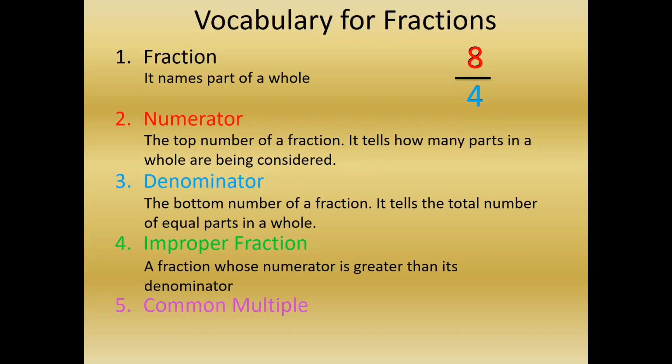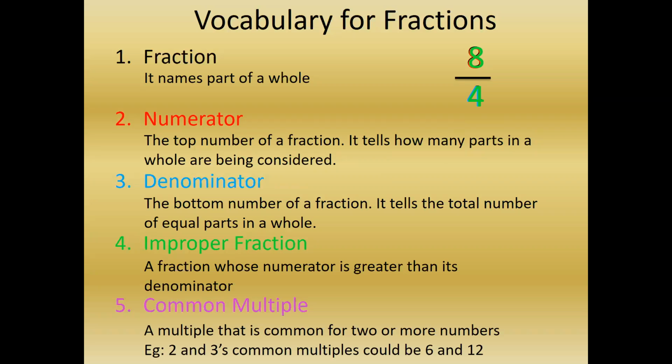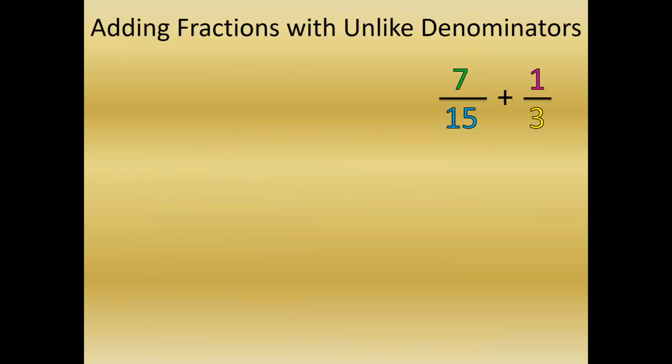An improper fraction is a fraction whose numerator is greater than its denominator. So 8/4 is an improper fraction. And today we're going to be talking about common multiples. A common multiple is a multiple that is common for two or more numbers. For example, 2 and 3's common multiples could be 6 and 12, because 2 times 3 and 3 times 2 is equal to 6, and 2 times 6 and 3 times 4 is equal to 12. We have talked about common multiples before when we talked about multiplication and factor trees. So please bear with me. Hopefully you remember it, and we'll be using that today.